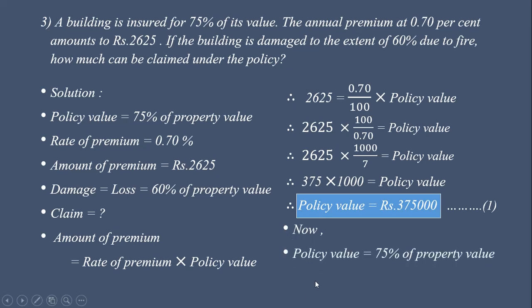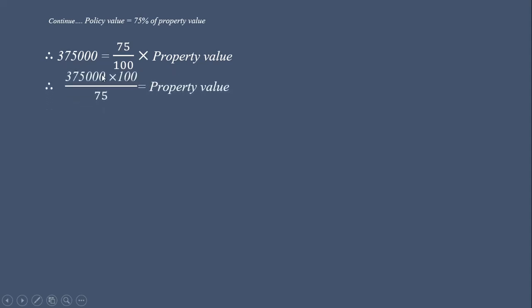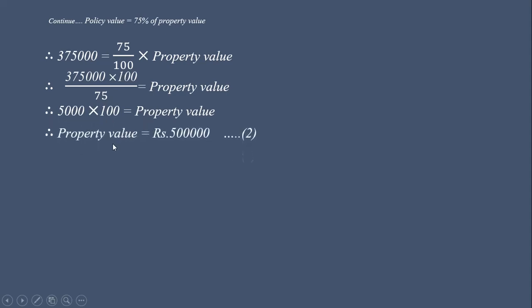Now, policy value is 75% of property value. Therefore, policy value 3,75,000 is equal to 75 upon 100 into property value. So 3,75,000 into 100 upon 75 equal to property value. Now this division, 3,75,000 upon 75, is 5,000 into 100 is equal to property value. So we get property value is equal to rupees 5 lakh. Relation number 2. So first we calculate policy value, then from policy value we get property value, rupees 5 lakh.